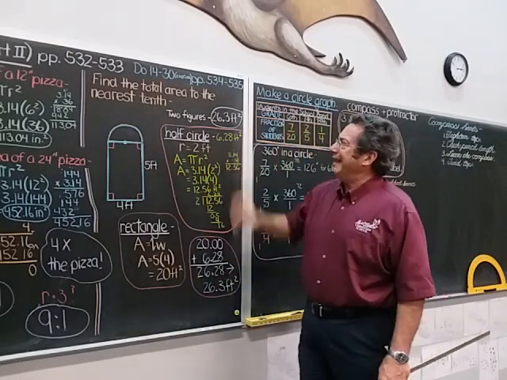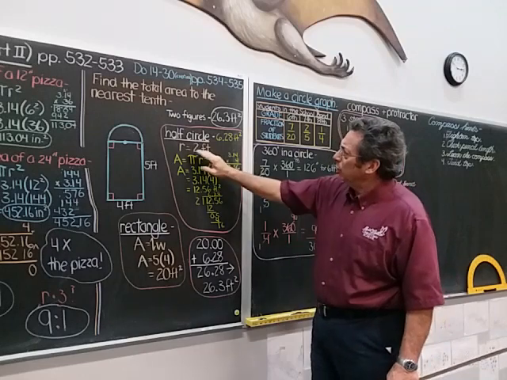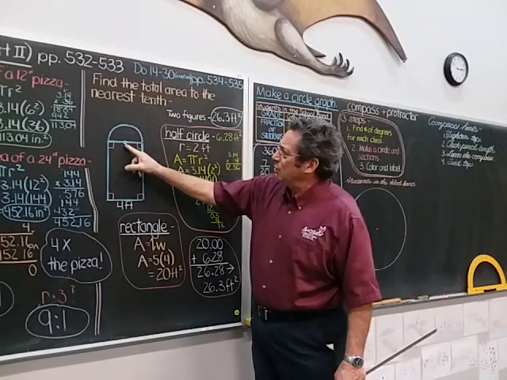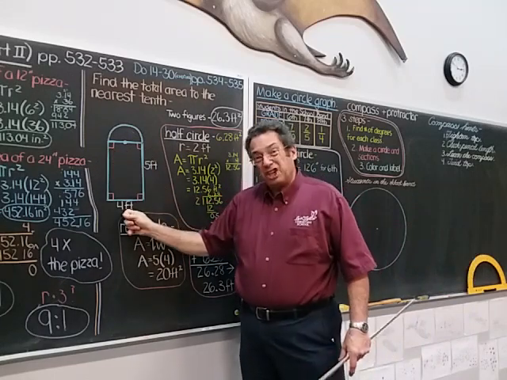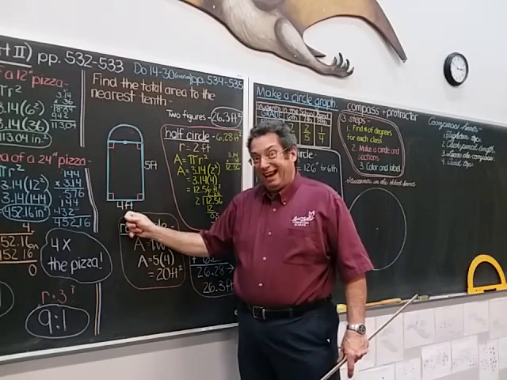So I'm going to get the area of the half circle first. So the radius of this half circle from here to here is not marked. But you notice on the other side of this rectangle, we have one of the sides that's 4 feet.